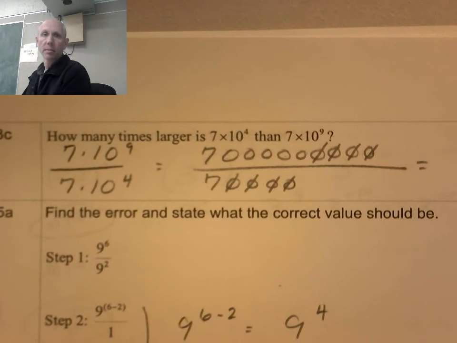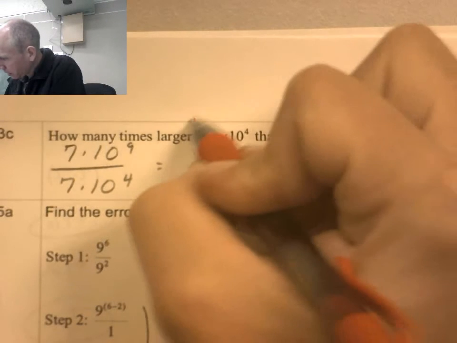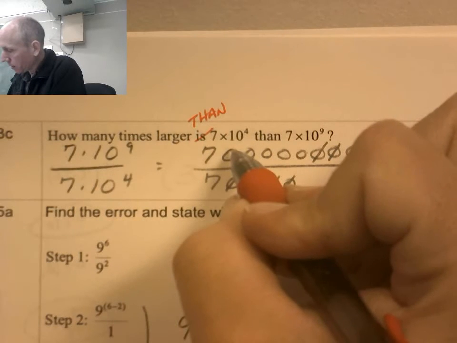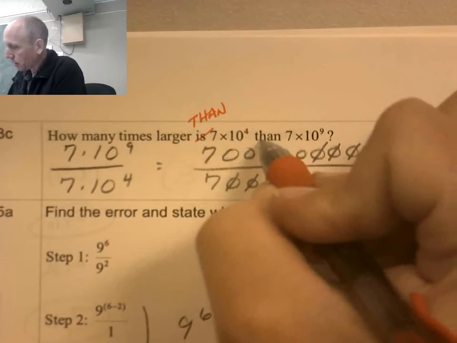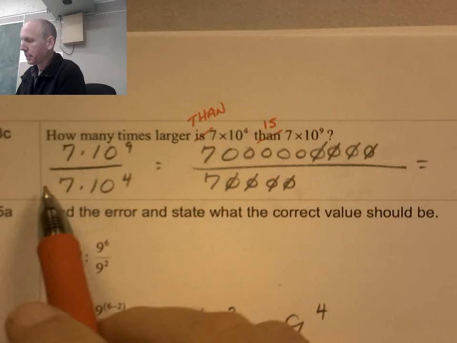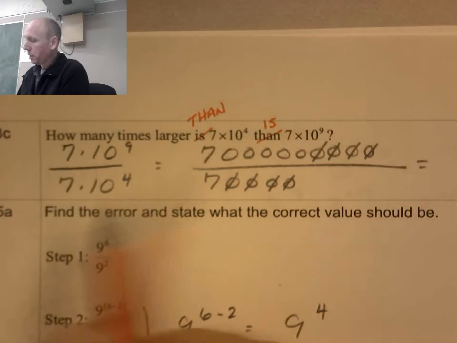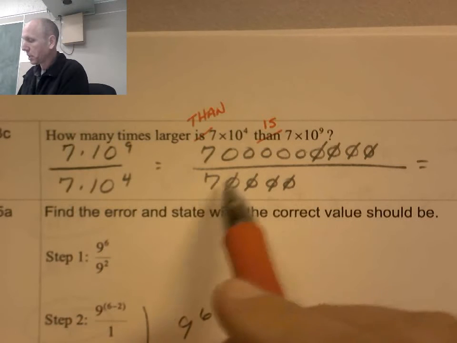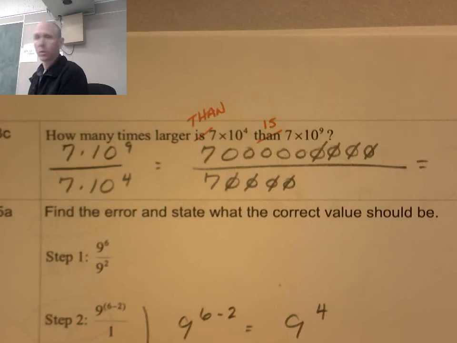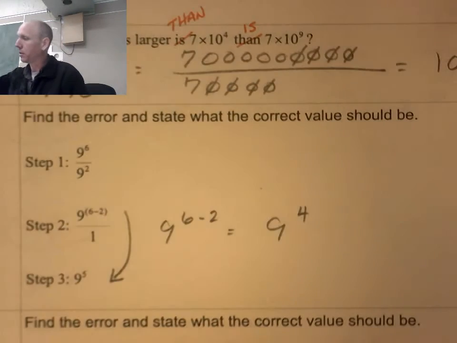All right. How many times larger than 7 times 10 to the 4th is that one? Okay. So this is 7 with 9 zeros behind it. This is 7 with 4 zeros behind it. The zeros cancel out. 7 divided by 7 is 1 with 1, 2, 3, 4, 5 zeros. Cool. Okay, find the error and what is the correct value.